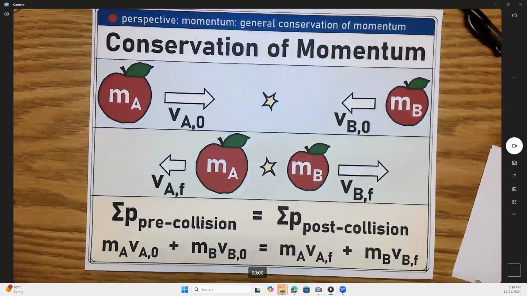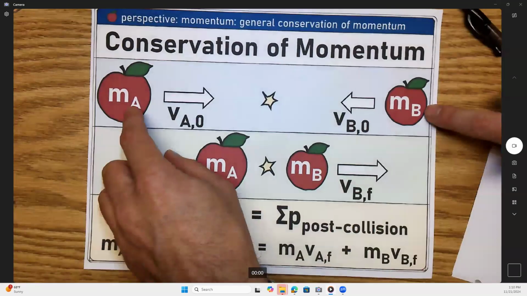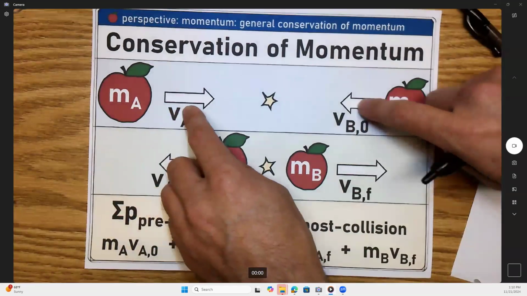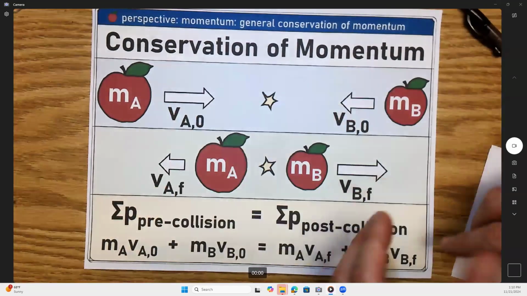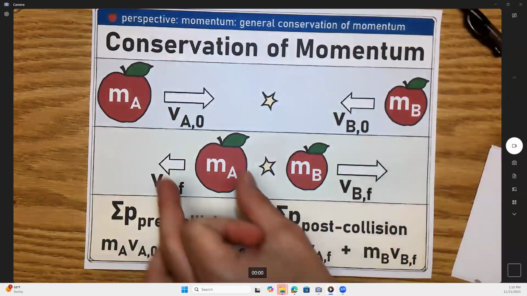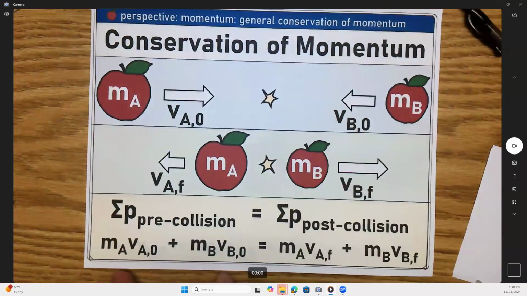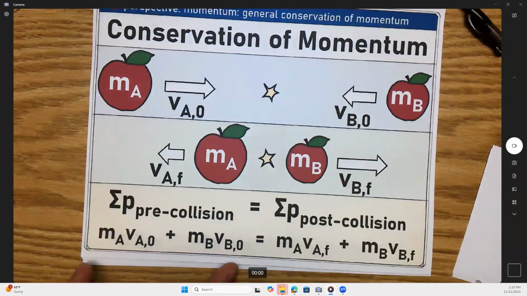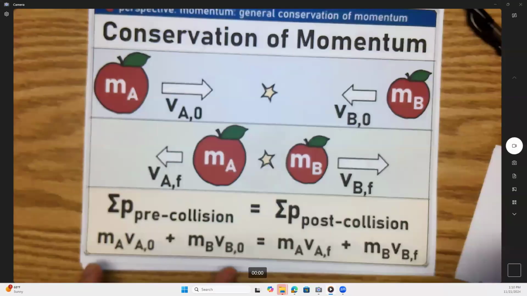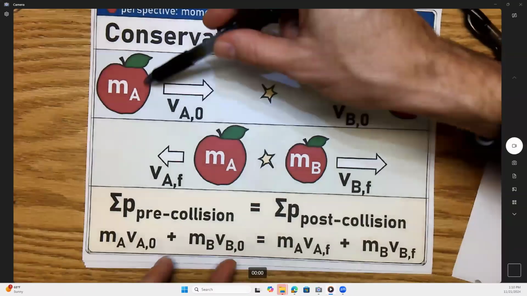So here's a really generic example. I've got two balls headed toward each other in just one dimension. They collide, and then maybe they rebound off each other. Now, if you do mass times velocity here and mass times velocity here, and you add it all up, that's the pre-collision momentum. It's the sum of momentum pre-collision: mv there, that's this and this. You got that?